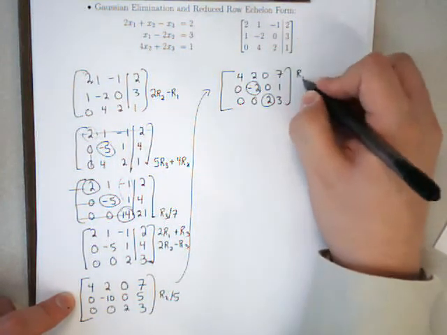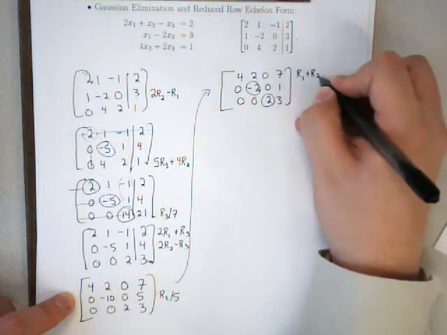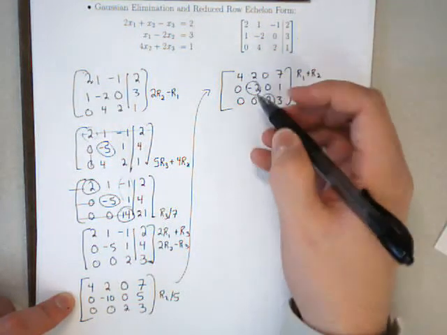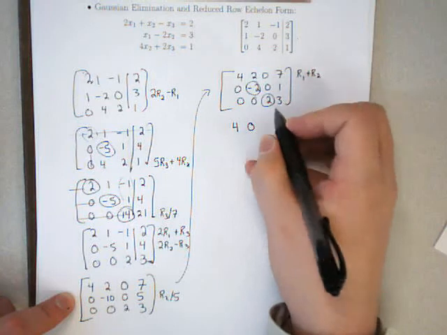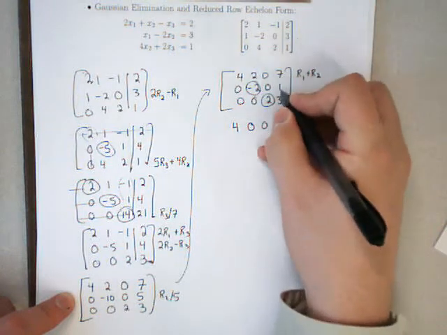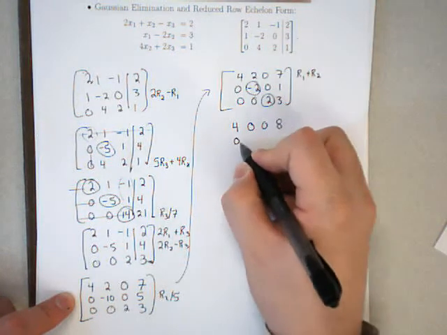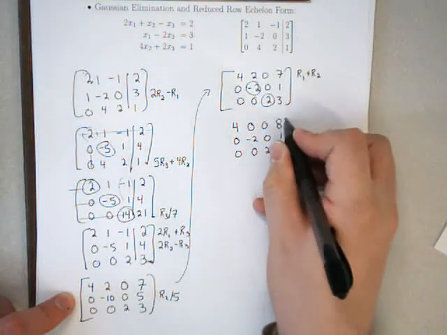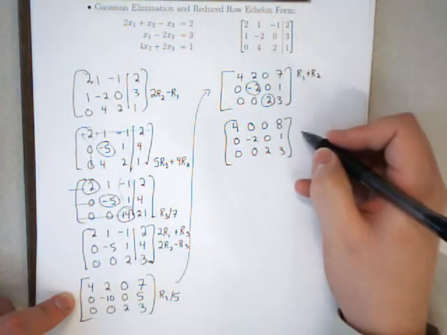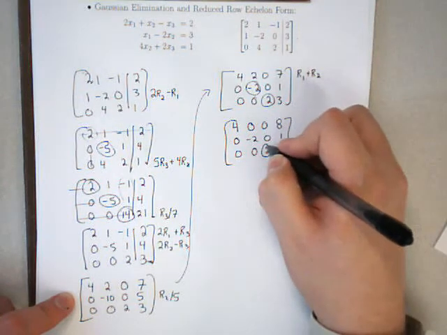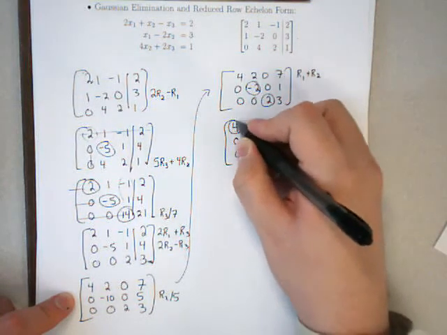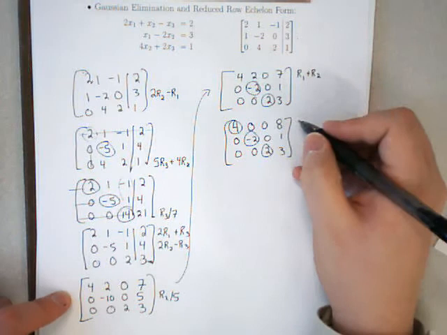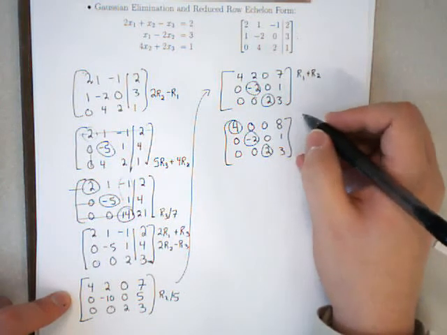So to do that, if I take row 1 and add row 2 to it, that should eliminate the 2 there. So we've got a 4, 0, we'll add them, and then I've got a 0, negative 2, 0, 1, 0, 0, 2, 3. At this point, we've now put zeros above and below every pivot. That is the goal of reduced row echelon form.